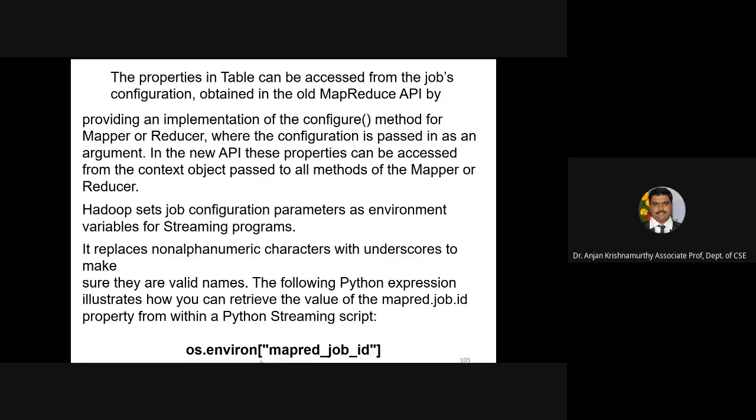And also, you should know that the context objects that are being passed for the mapper and the reducer are based on the new parameters and new signatures which are given by the newer APIs.